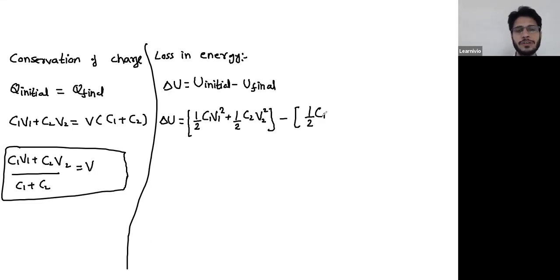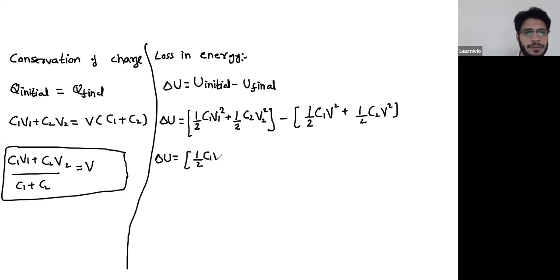What is the final potential difference? What is the potential difference of the capacitors after sharing? V. So that's half C1 V square plus half C2 V square. Now we can take V square by 2 as common. So this is half C1 V1 square plus half C2 V2 square minus half V square. We can take half V square as common and we are left with just C1 plus C2.